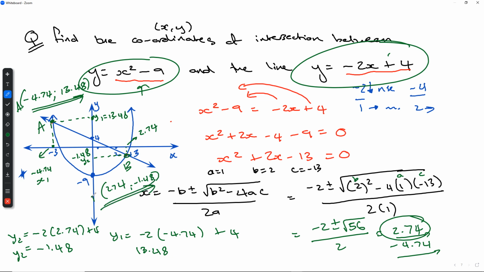And that over there is the intersection. That's my final answer there. Let's see if I can write it neatly here. The first coordinate is negative 4.74 and 13.48. The second coordinate is 2.74 and negative 1.48 for this one. Yeah, and that's it.